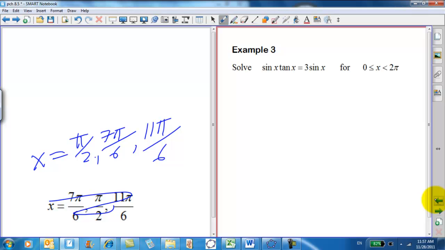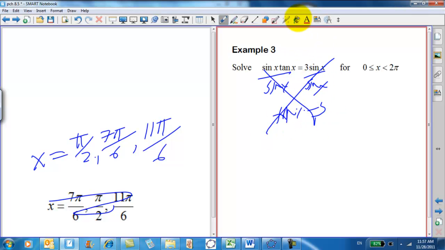Now example 3. Sine x tan x equals 3 sine x for 0 less than or equal to x less than 2 pi. So be careful. Don't divide both sides by sine. When you do that, you get tan x equals 3. No. You missed out on answers. Don't do that.